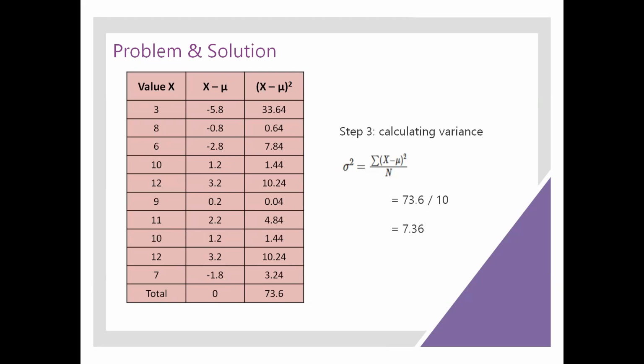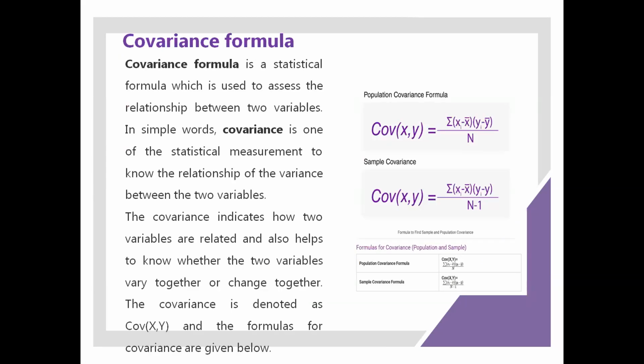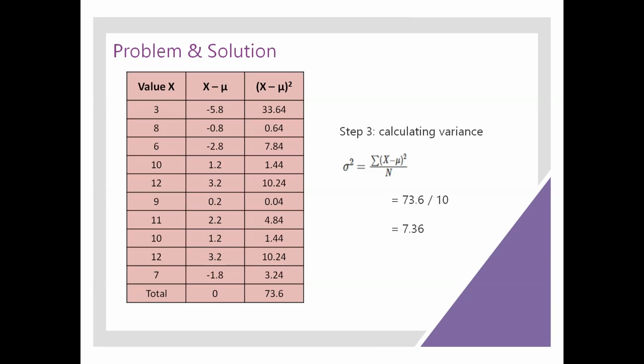So variance is 7.36. Clear? How to calculate the variance? First you have to find the mean, then you subtract each data point from the mean, and finally you square your distances and divide by the number of values, and that will become your variance. So variance we find when we are finding the distance from one value. You have only one variable, then you will find the variance.